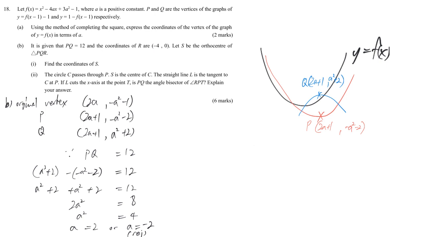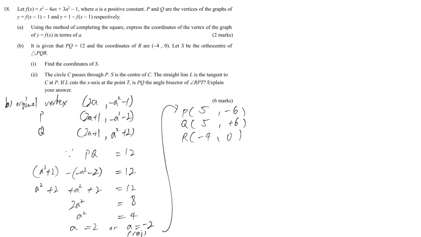Because I want to know their related position, maybe we find out that they have the same height or same x coordinates. So we better update the position of P and Q first. Therefore, P is (5, negative 6). Q is (5, positive 6). And there is a coordinate R, (negative 4, 0). Now the problem is S is our orthocenter of PQR. It seems like we better redraw the graph to have a more accurate position.